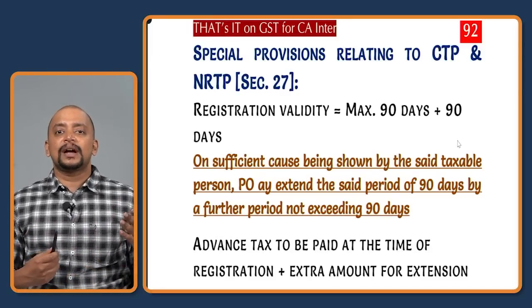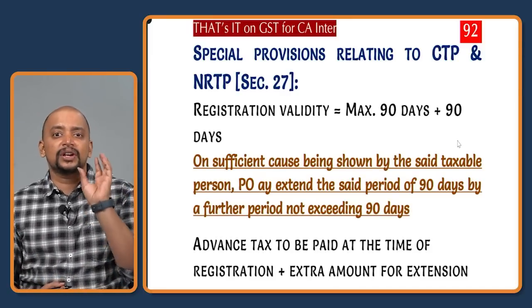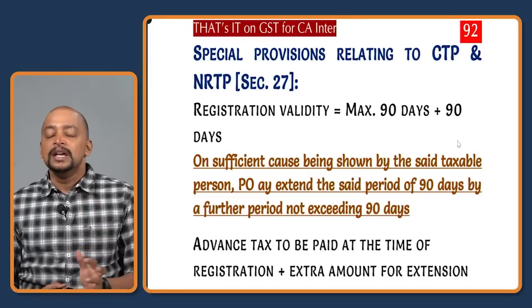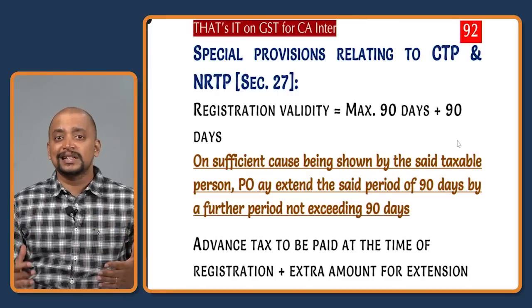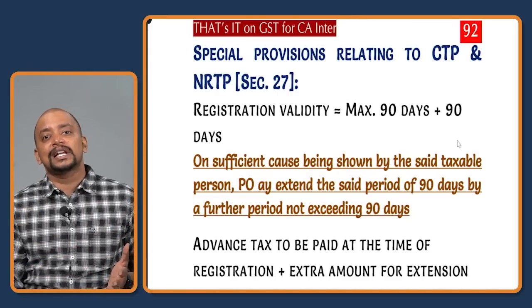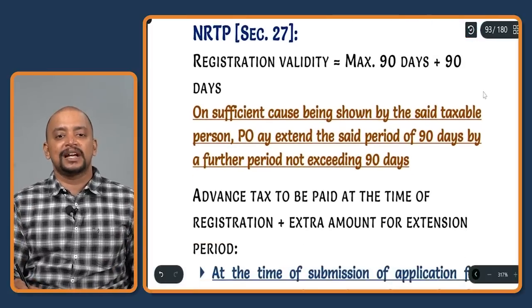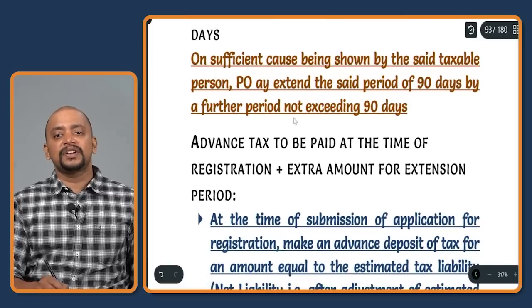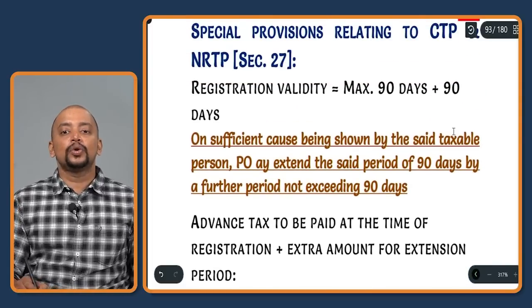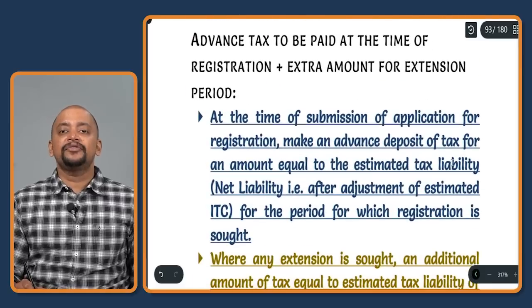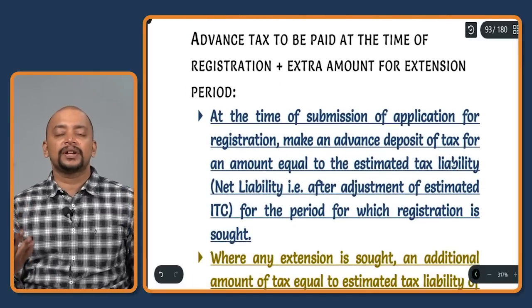So they need to make application for registration, and the registration granted to them is a temporary registration, for a maximum period of 90 days, and it can be extended for a further period not exceeding 90 days. So the registration granted to them will be maximum 90 days plus a further 90 days. In total it will be 180 days.